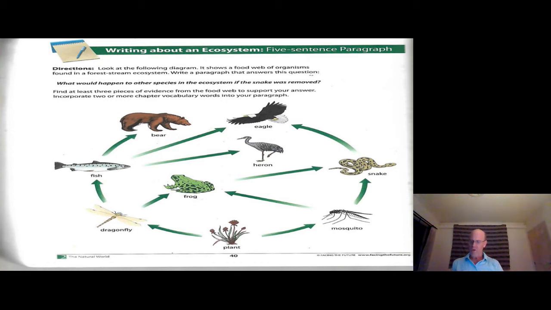So if you look at this diagram, this web, you're going to write about what would happen to the other species in the ecosystem if the snake was removed. And by the way, sometimes these documents might be difficult to see. They're all in the Facebook group if you need a better view. So go ahead and look at the picture, think about it, and find at least 3 pieces of evidence or proof from the diagram supporting your ideas. So again, if the snake was removed, what would happen to the other species?